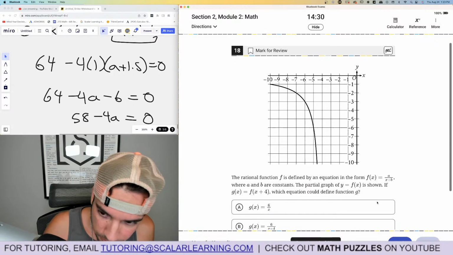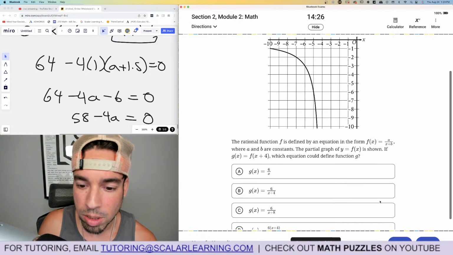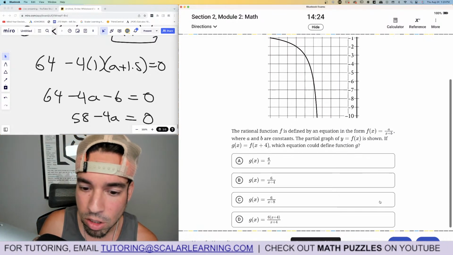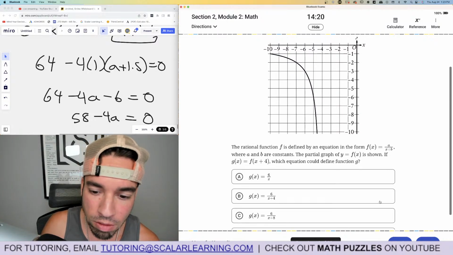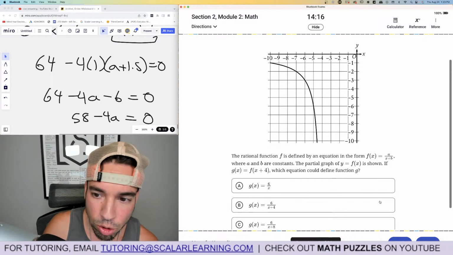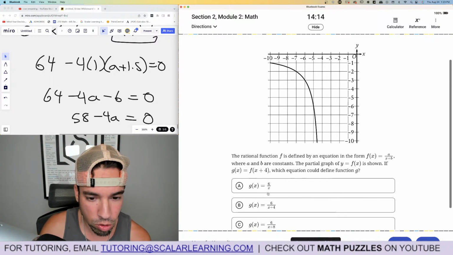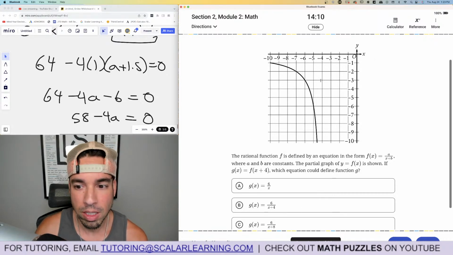Nope. 18. All right. The rational function f is defined by equation, boom, where a and b are constants. The partial graph of this is shown. If f of x plus 4 is g of x, which equation would define g? Okay. So we're shifting it. So when you do x plus 4 like that, what you're doing is you're shifting it 4 to the left.